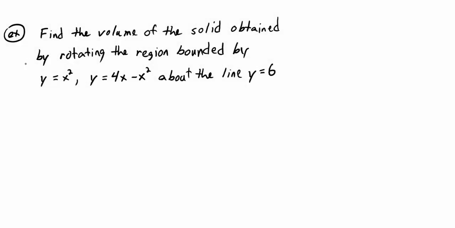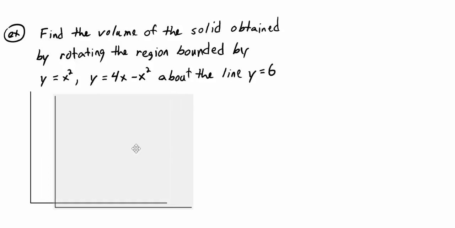Find the volume of the solid obtained by rotating the region bounded by y equals x squared, y equals 4x minus x squared, about the line y equals 6. Okay, so what do you think we're going to do first? We've got to draw the thing.